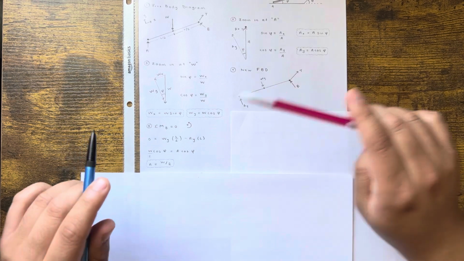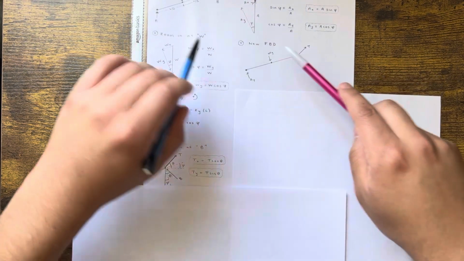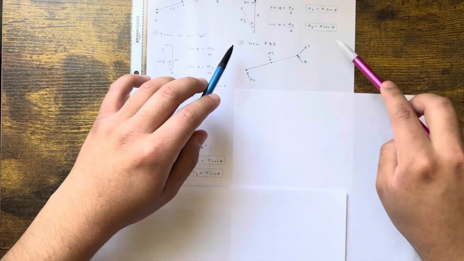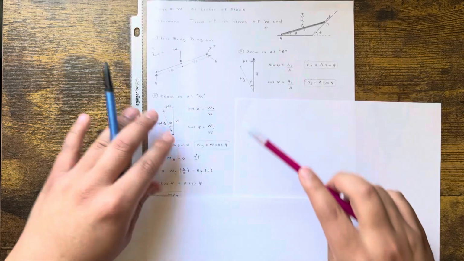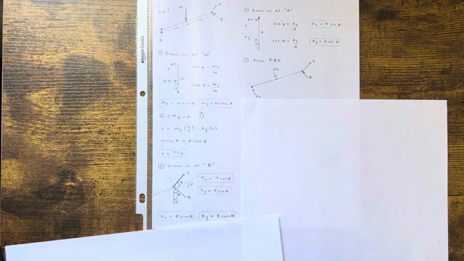Now look, I was able to solve for A in terms of W, okay? Boom, so that's good. Because look, now what I'm going to do is I'm going to zoom in at B, okay? Now forget about this coordinate system. That was only to help me find A in terms of W. Okay, I'm done with that. Now let's go back to the original free body diagram, okay?